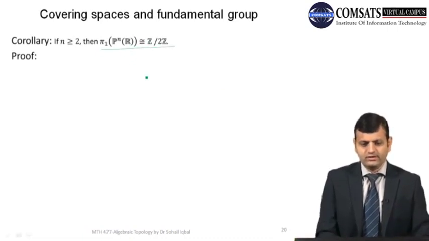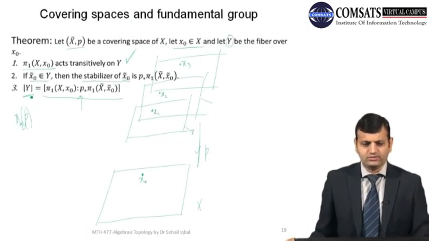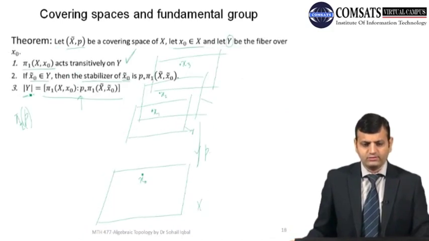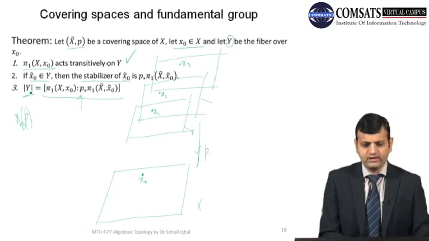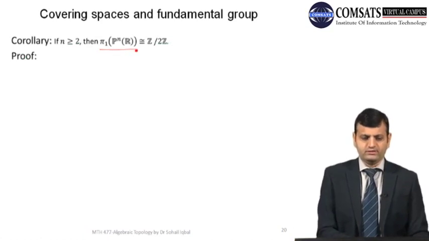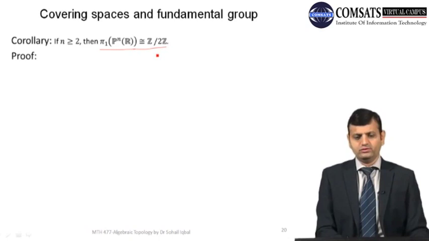Now we have this corollary, which is a very simple consequence of our previous discussion. It says that the fundamental group of real projective space is isomorphic to the cyclic group of order 2, Z2. How to prove this result? Let's go back to this theorem. We know that the number of elements of the fibers are all equal, so using this theorem, we can compute the number in one particular fiber.